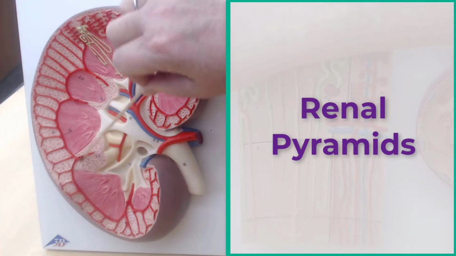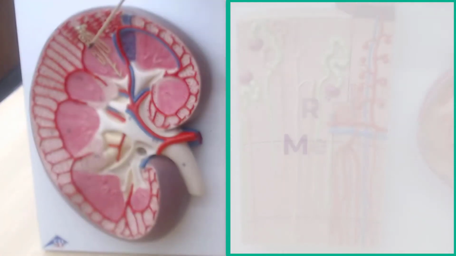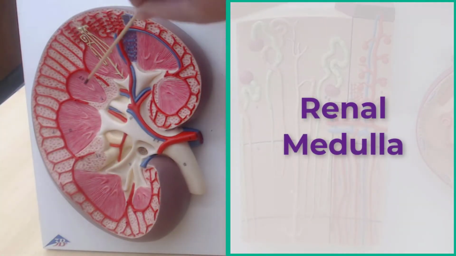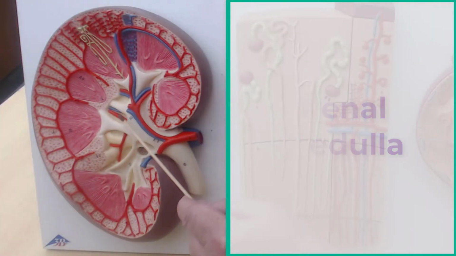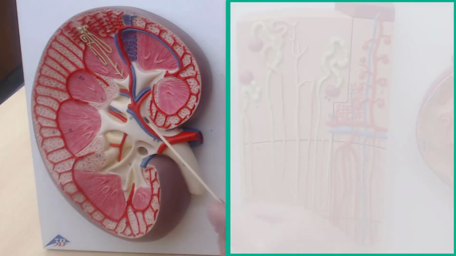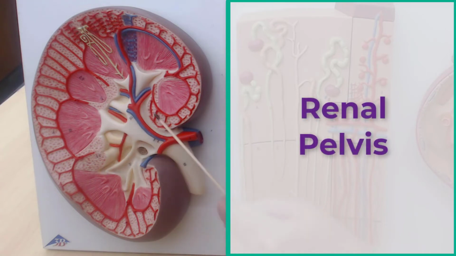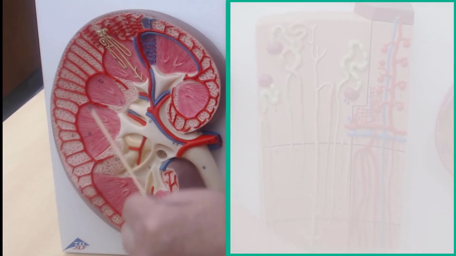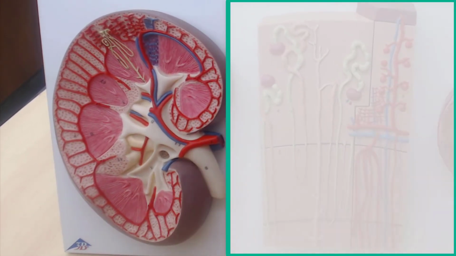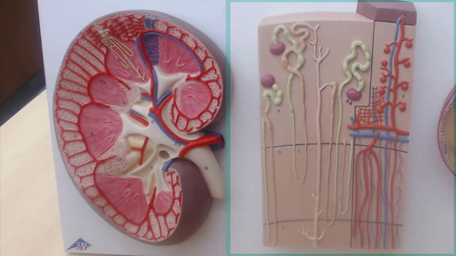And this level or this layer is called the renal medulla. Once I get to this area here, this area is referred to as the renal pelvis. So we've got the capsule, the cortex, the medulla, and the pelvis. And those would be the layers. So let's first look at how blood flows in the kidney.